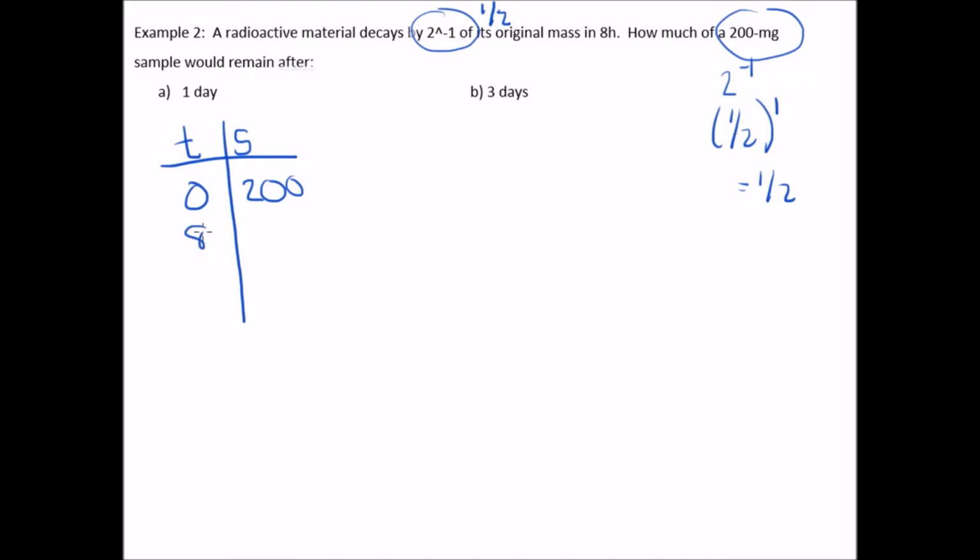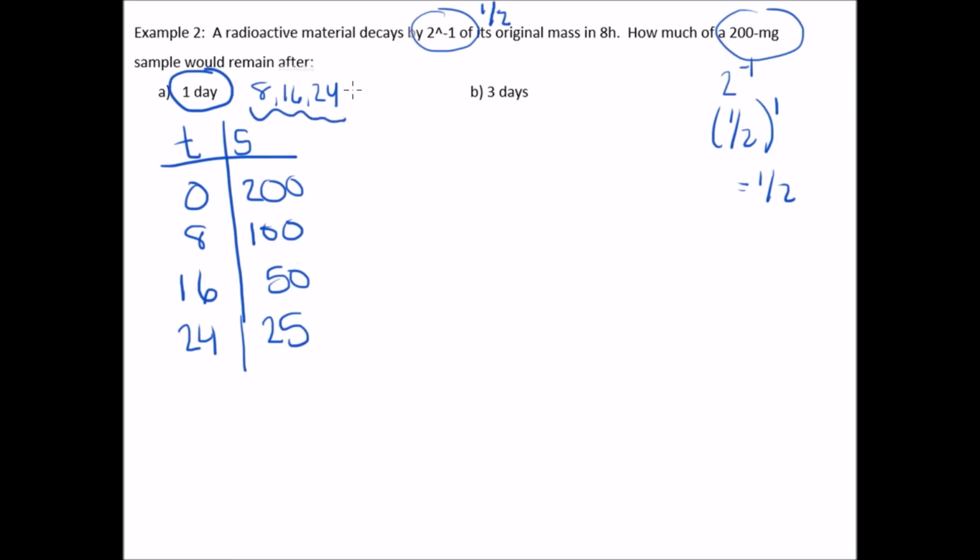Okay, and after 8 hours, it's going to be half. And after another 8 hours, it's going to be another half. So half of 200 is 100, half of 100 is 50. And after another 8 hours, it's going to be 25. So the answer for 1 day, well, there are 8, 16, 24. There's going to be 3 half-lives until 1 day. So there are 25 milligrams left after 1 day.